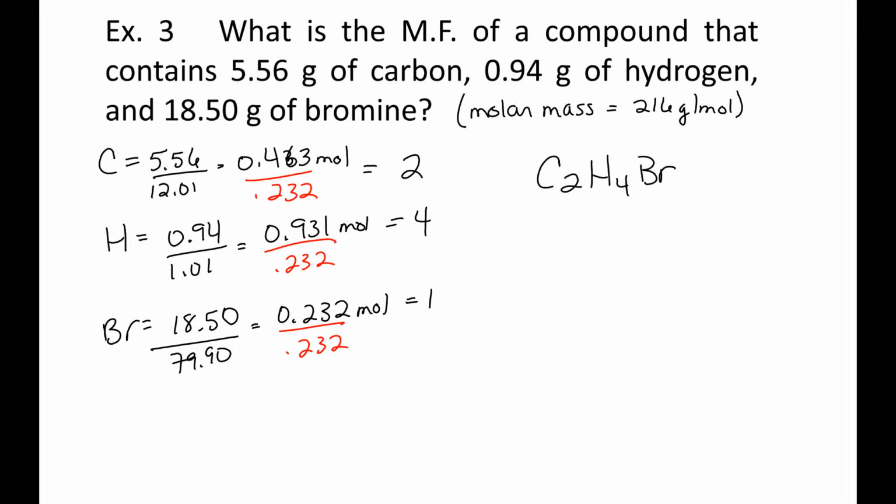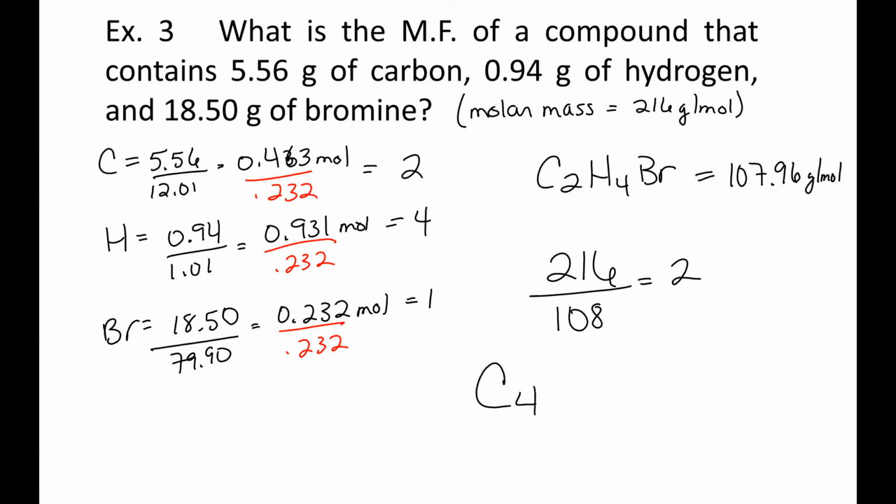So your empirical formula is C2H4Br. When you add that up, and I'm not going to do the 2 times 12.01 plus 4 times 1.01, I think you get the idea, the molar mass of this is 107.96 grams per mole. You're given a molar mass of 216, and 107.96 is close enough to 108, so it's a 2. So we get C4H8Br2.